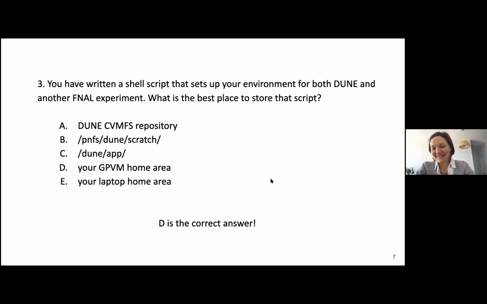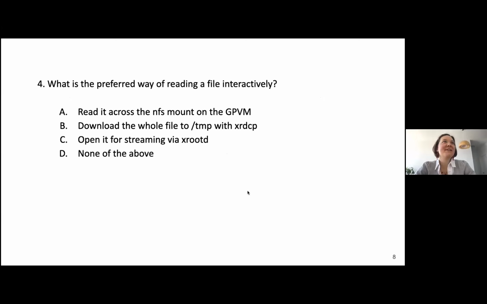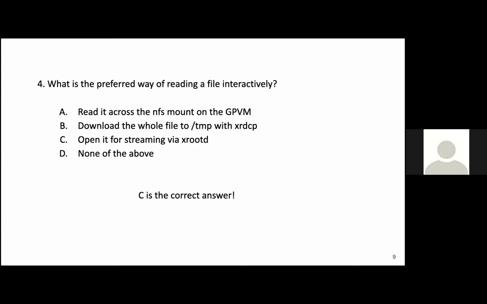Okay. Let's switch to data management now. What is the preferred way of reading a file interactively? The most popular answer was C, and this is indeed the answer C. Steve, do you want to say something? I noticed that some people did say A. Don't do that. There's no checksumming, and also it can hang up the whole GPVM for everybody else. So C is the right way. Excellent, thank you.